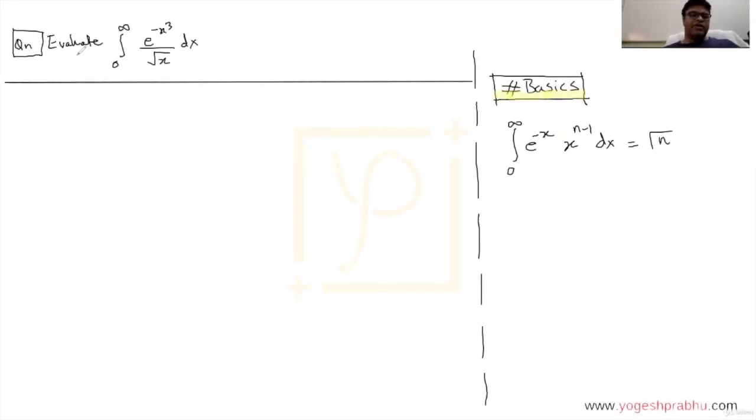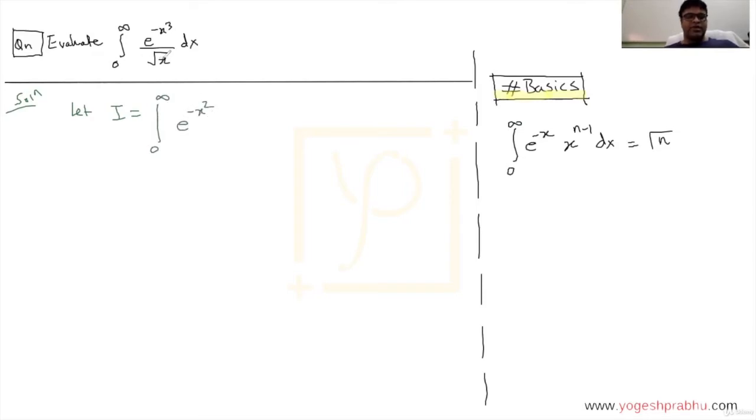So now we want to evaluate this integral, and I'm going to teach you how to solve this particular question. So the solution goes like this. First of all, it is a very good practice that we assume this integral to be equal to I. So let me write that I is equal to integral 0 to infinity e raised to minus x cube.